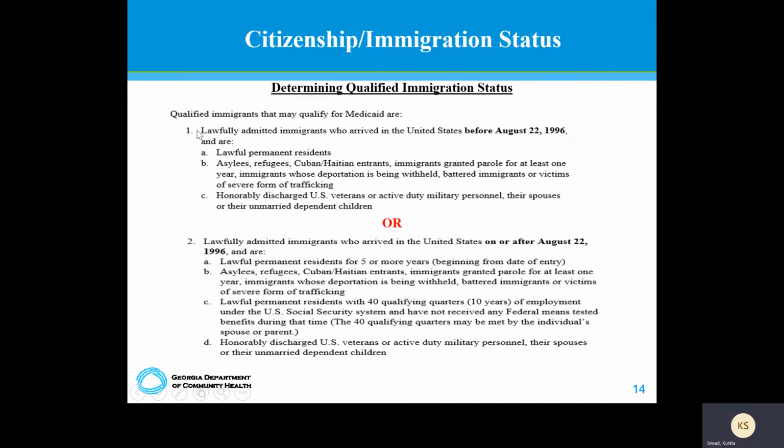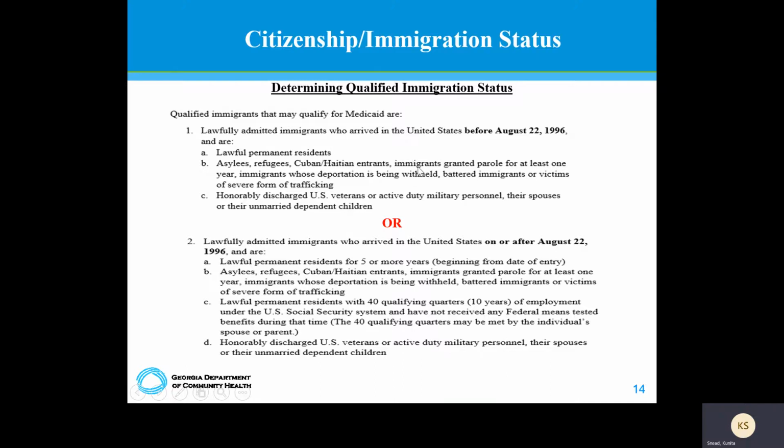So that's what you'll do. You go through number 1 based off of when they entered the United States. If it was before August 22nd, 1996, then they need to meet either A, B, or C in number 1, which means they're a lawful permanent resident, asylum, refugee, Cuban Haitian entrants, immigrants granted parole for at least 1 year, immigrants whose deportation has been withheld, battered immigrants or victims of severe form of trafficking, or either honorably discharged U.S. veterans or active duty military personnel, their spouses, or their unmarried dependent children.